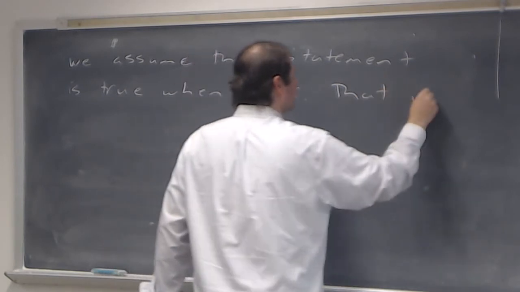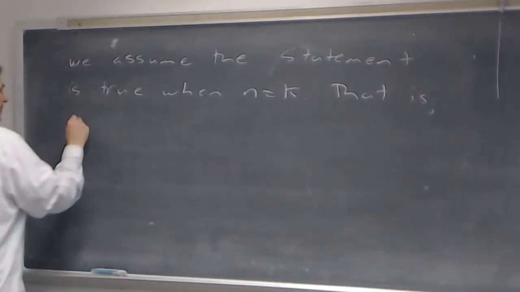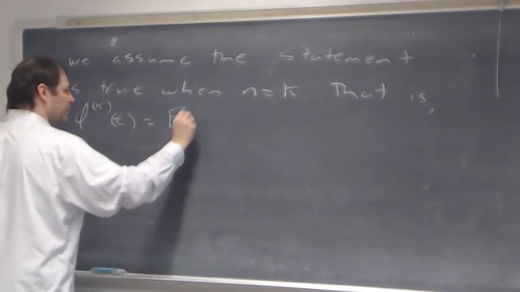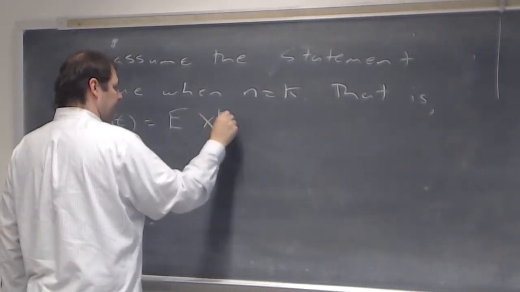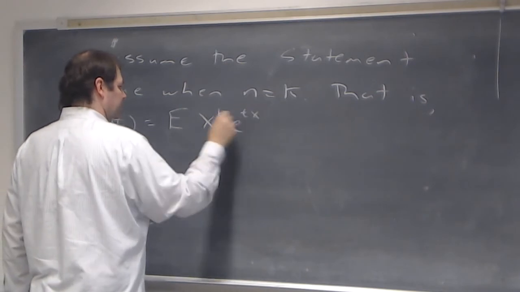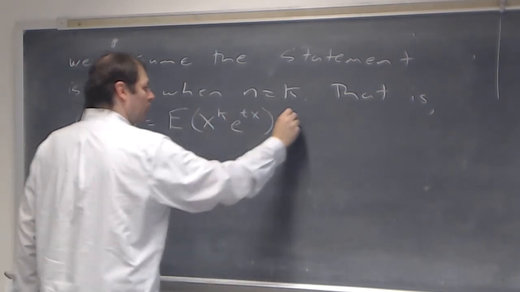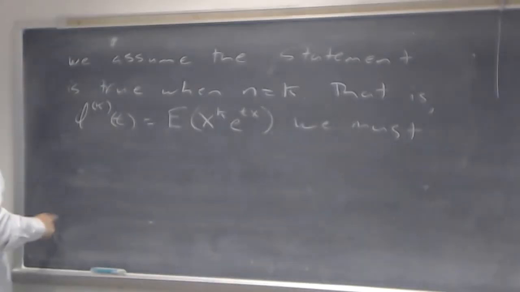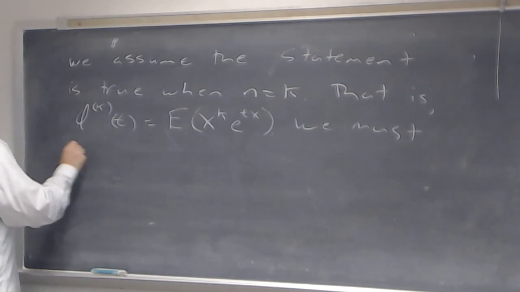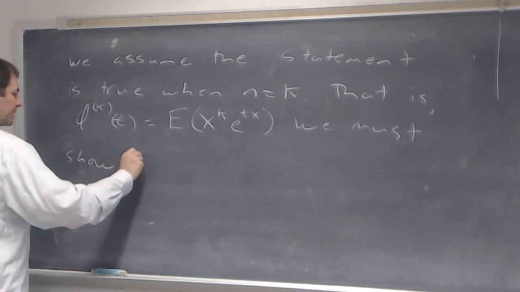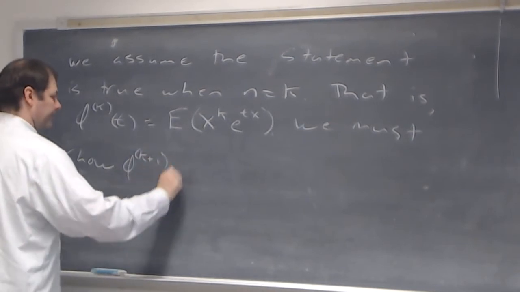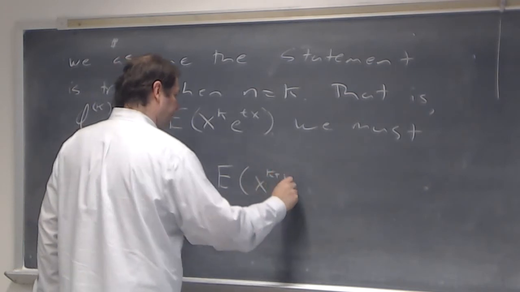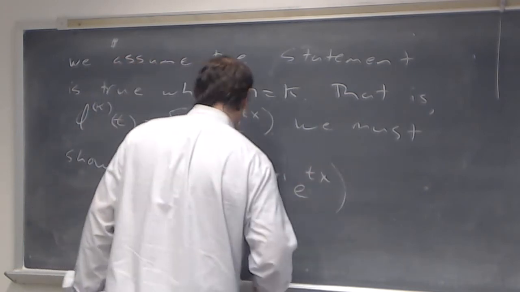That is, that the kth derivative of phi of t is equal to the expected value of x to the k times e to the tx. Okay. We must show the statement is true for k plus 1. That is, we must show the k plus 1 derivative of phi is equal to the expected value of x to the k plus 1 e to the tx.